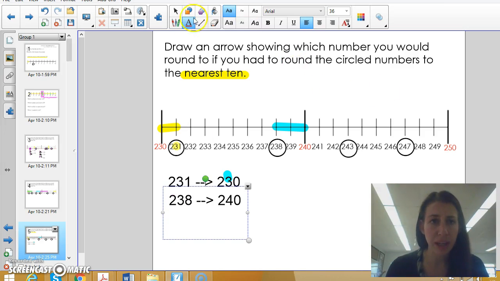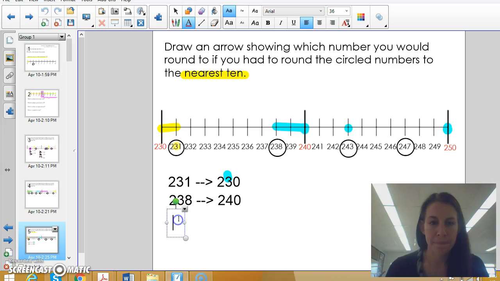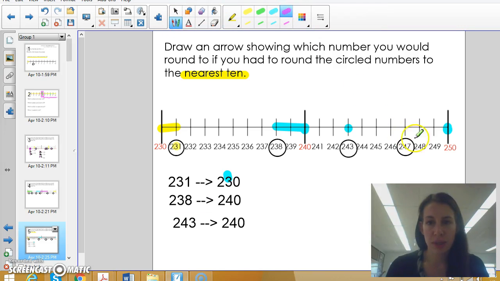Take a look at 243, and on your sheets, under the W portion right now, would you say that 243 would round to 240? Or would 243 round up to 250? 243 would round to 240. That's where it's closer to. And last but certainly not least, let's look at 247. Would it round to 250? Would it round to 240?